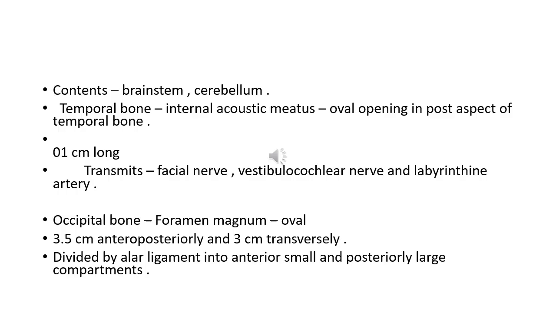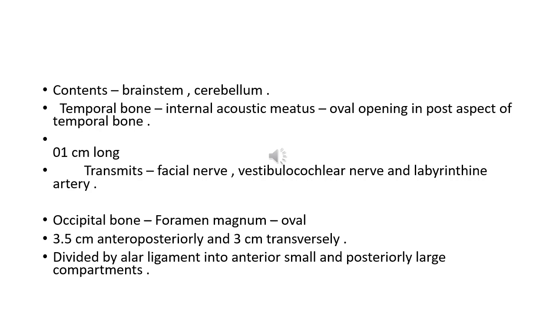In the temporal bone, there is an opening that is known as internal acoustic meatus, which is an oval opening in the posterior aspect of the temporal bone. It is 1 centimeter in length and it transmits various important structures. These are facial nerve, vestibulocochlear nerve, that is eighth nerve, and labyrinthine artery. In the occipital bone, there is a large foramen that is known as foramen magnum. As we can see from its name itself, magnum is suggestive of its large size. It is oval in shape. The dimensions are 3.5 centimeters anteroposteriorly and 3 centimeters transversely.